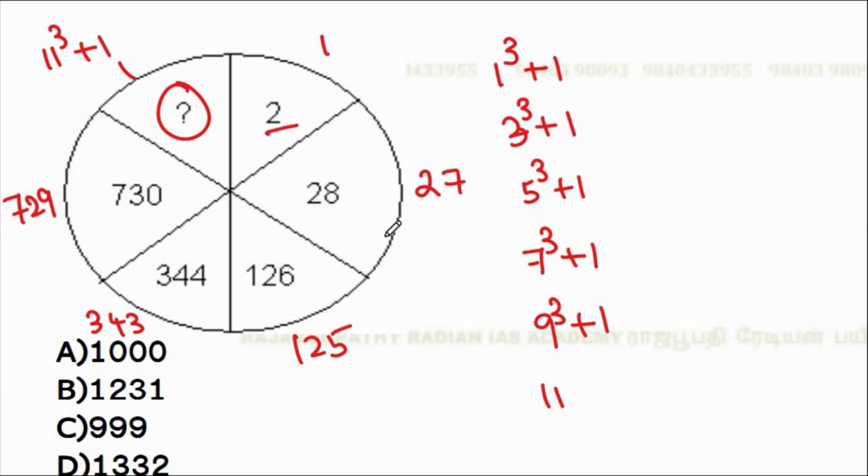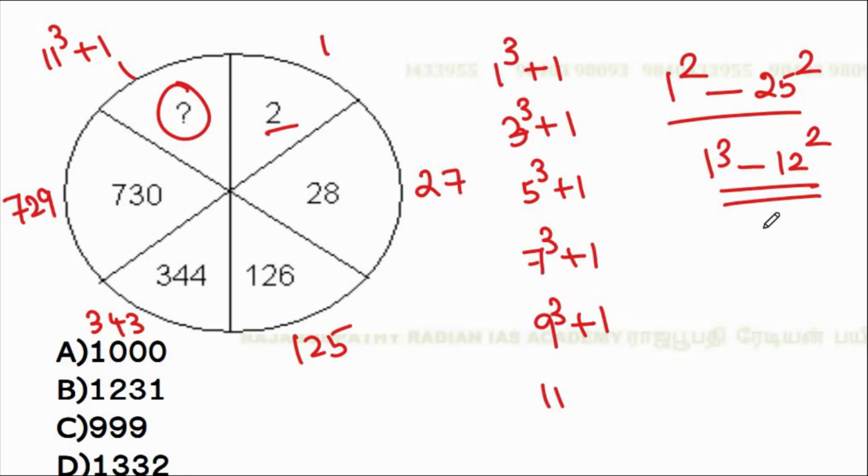What is 11 cube? 11 cube you must know, you must memorize. I told you already, you must memorize 1 squared to 25 squared. What is 17 squared? You must be in a position to say 289, not by multiplying 17 into 17. In competitive examinations, the only problem is the lack of time. You are supposed to do everything faster. Similarly, 1 cube to 12 cube you must memorize. Had you not memorized, it is very difficult to find what these numbers stand for. So 11 cube is 1331 plus 1, so the answer is 1332.